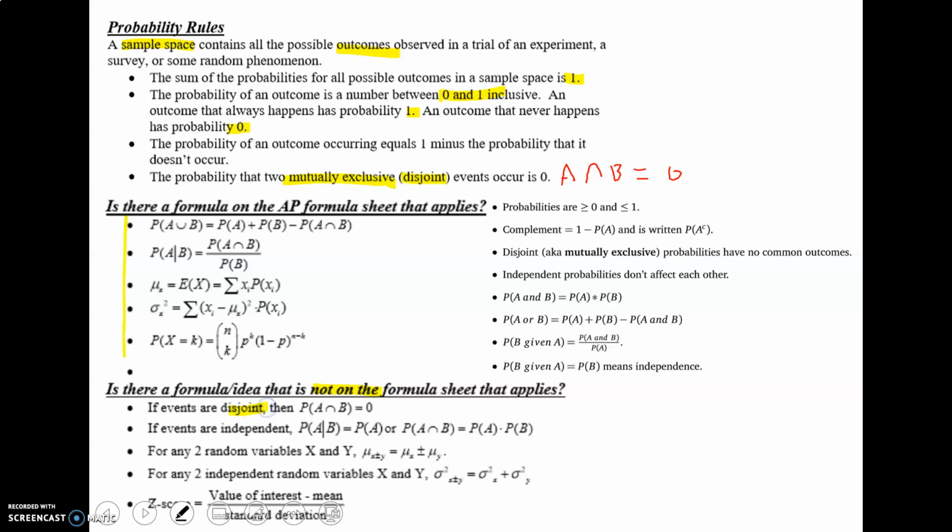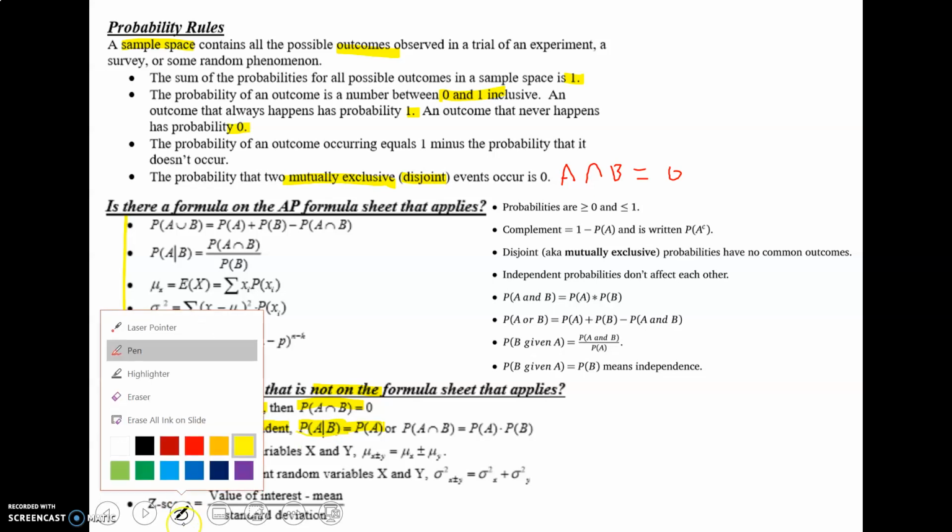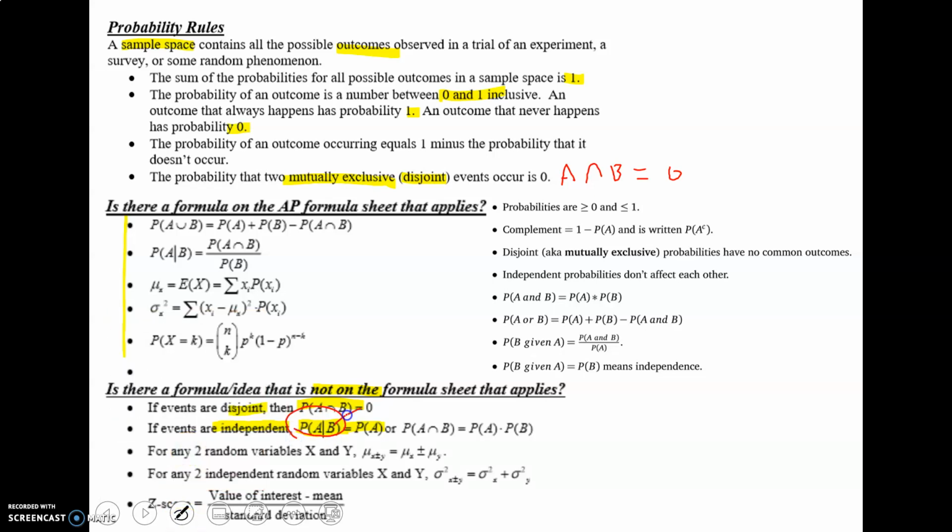So here again, if disjoint or mutually exclusive, then your intersection is 0. And if two events are independent, then this conditional probability, which we're going to look at a little bit later, has to equal P of A. So the first one is P of A given B, and the second one was the given B. If that is equal to just the probability of A happening, then it was independent.